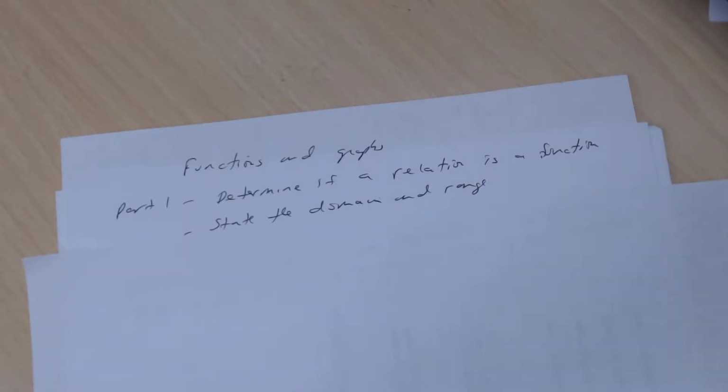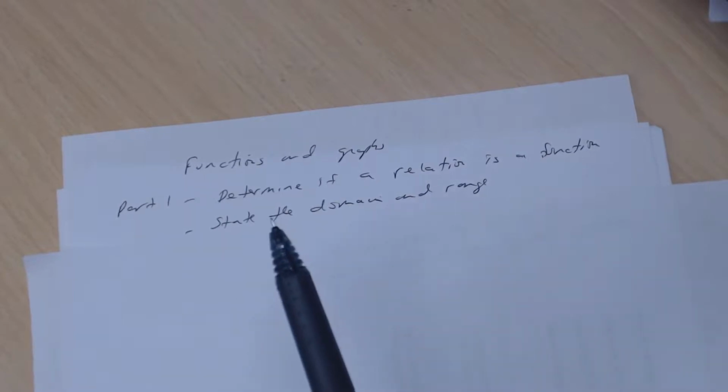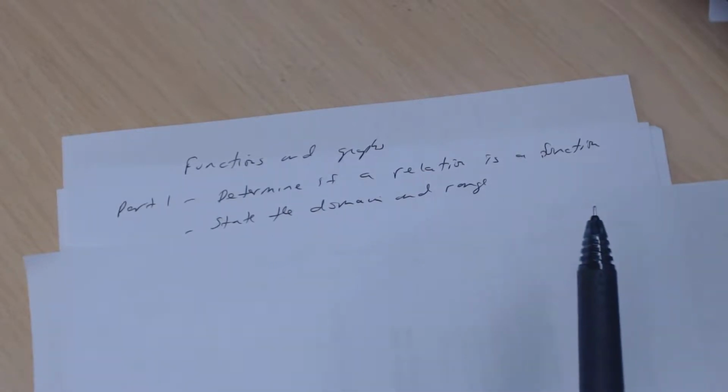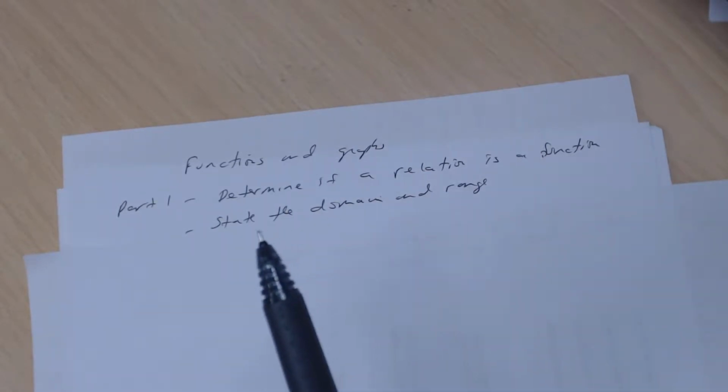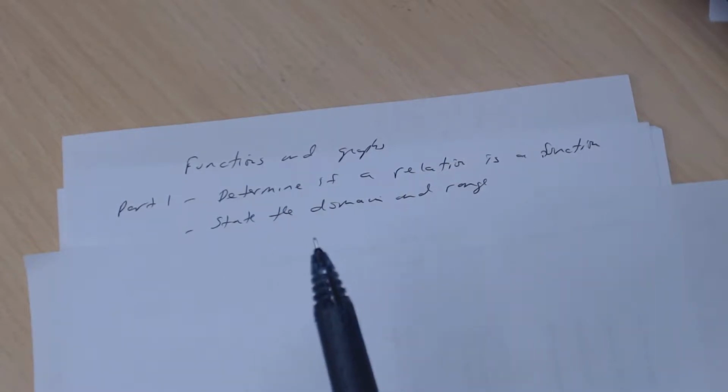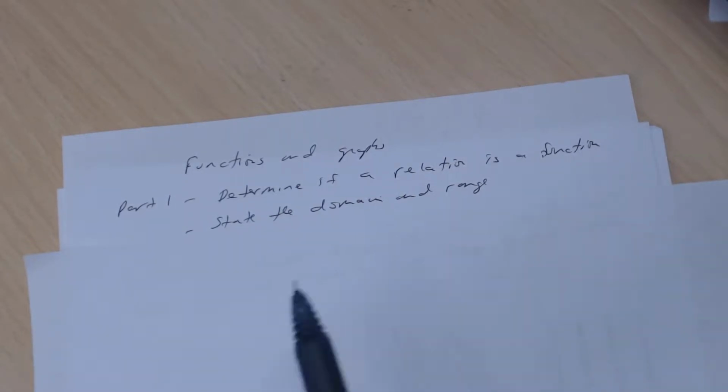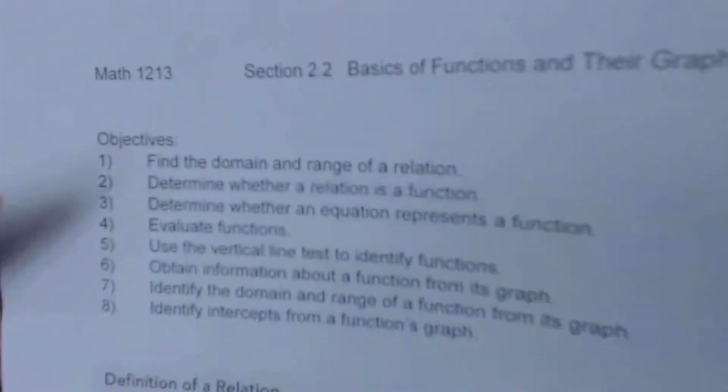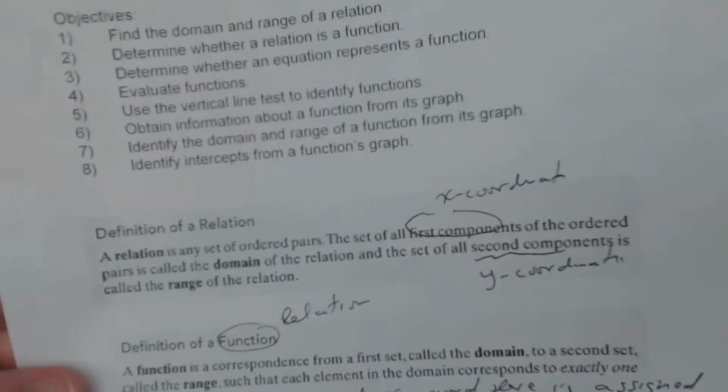Okay, so in this lesson, we're going to be talking about functions and graphs, and in part one, we're going to determine if a relation is a function, and then for each relation, you're going to determine the domain and range of that relation. Before we get started, though, let's talk about the definition of a relation.